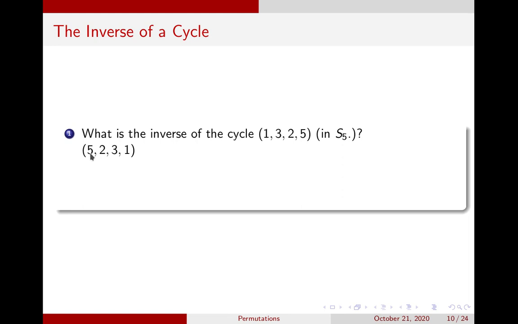You write the same numbers down, but in reverse order, 5, 2, 3, 1. This is a nice, easy computation. So getting inverses of cycles is a fairly easy procedure.